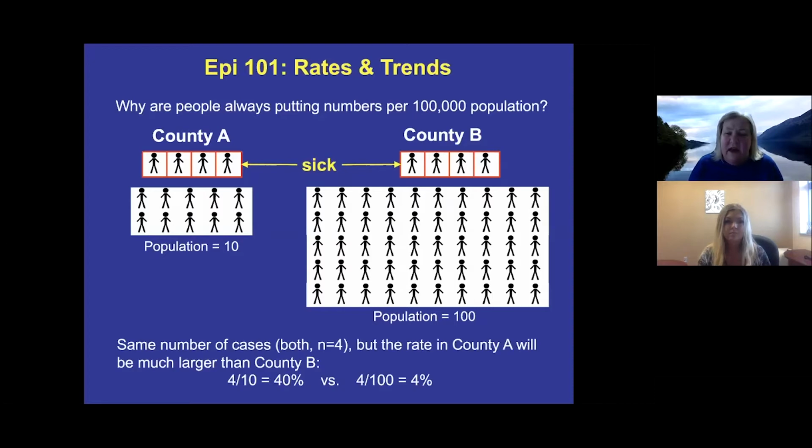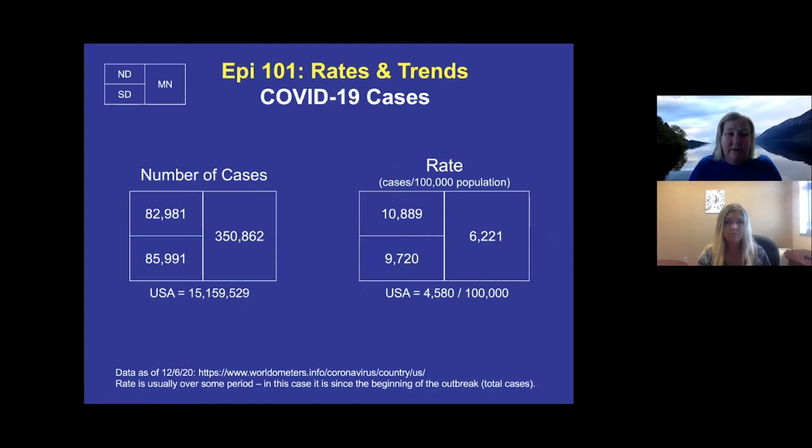So it's the exact same numbers of cases, both of them. There's 4 people that are sick, but the rate in County A is going to be much larger. It's going to be 4 divided by 10, the population of that county. Whereas in County B, it's going to be 4 divided by 100. So it's the difference between 40% and 4%. Which is a pretty big difference, even though the number of cases are exactly the same.